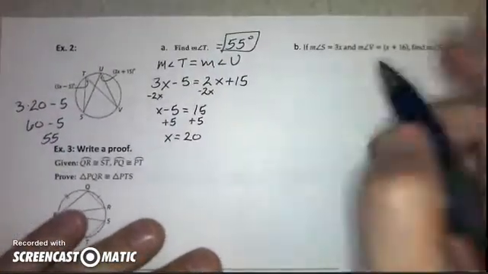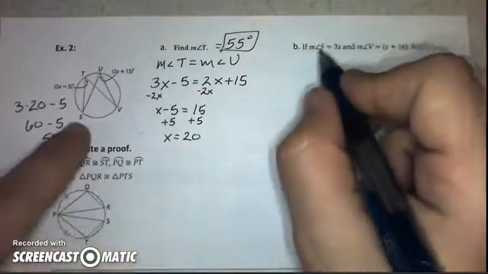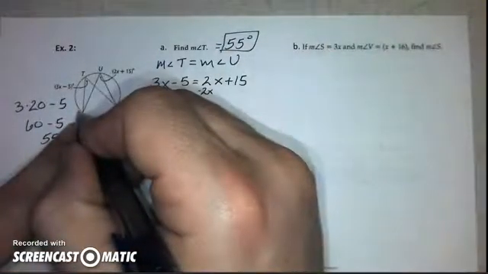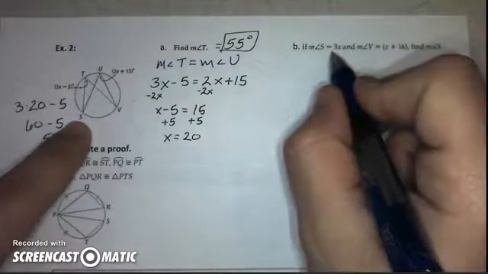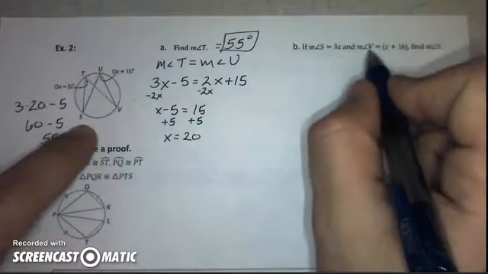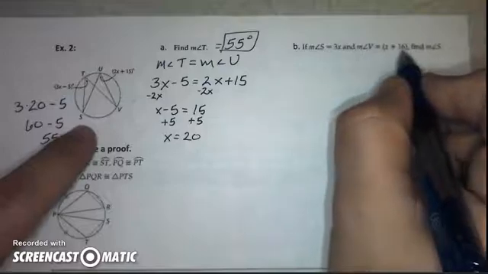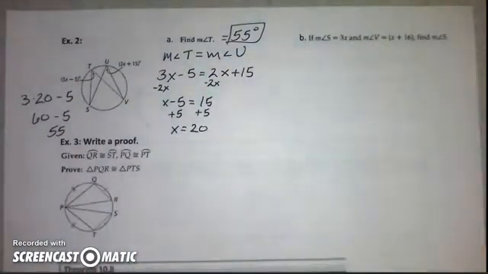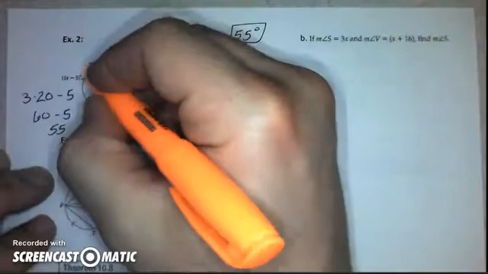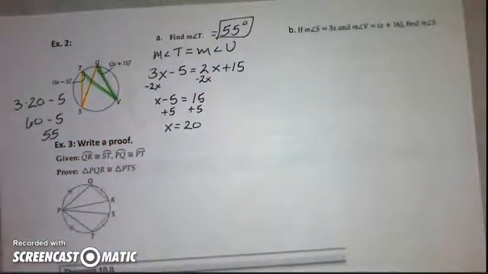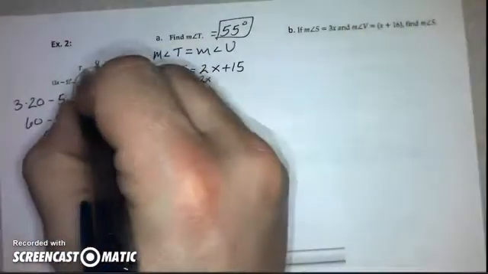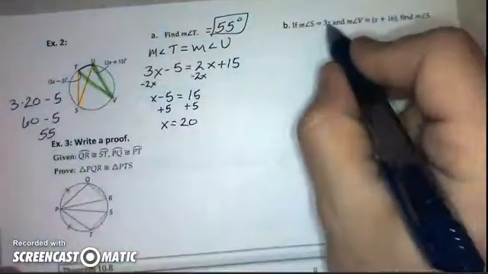Okay? But then in part B, we want to find the measure of angle S, or I'm sorry, if the measure of angle S is 3x and the measure of angle V is x plus 16. What I want you to notice is that angle S and angle V are intercepted by the same arc TU. So those are equal to each other again.